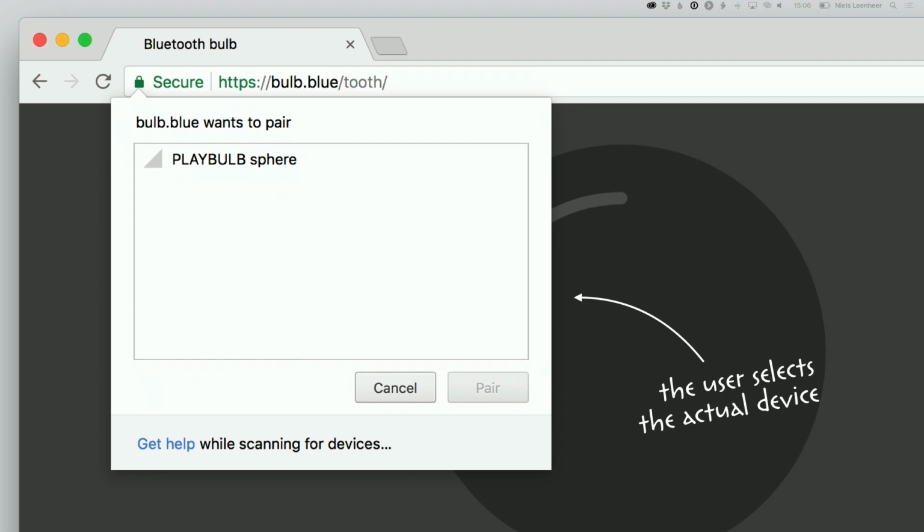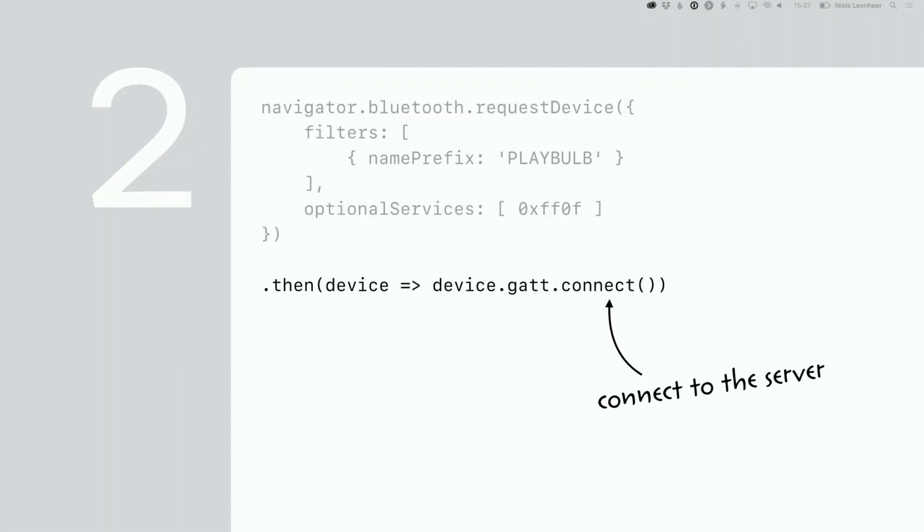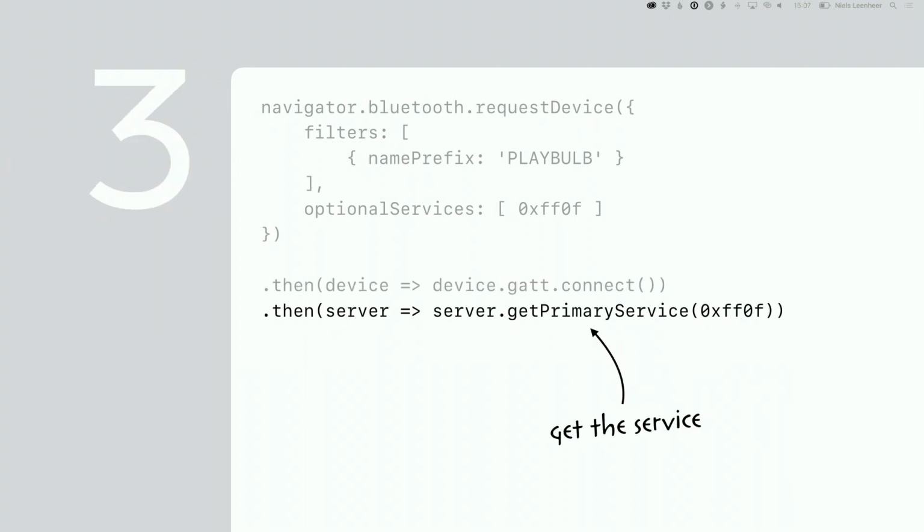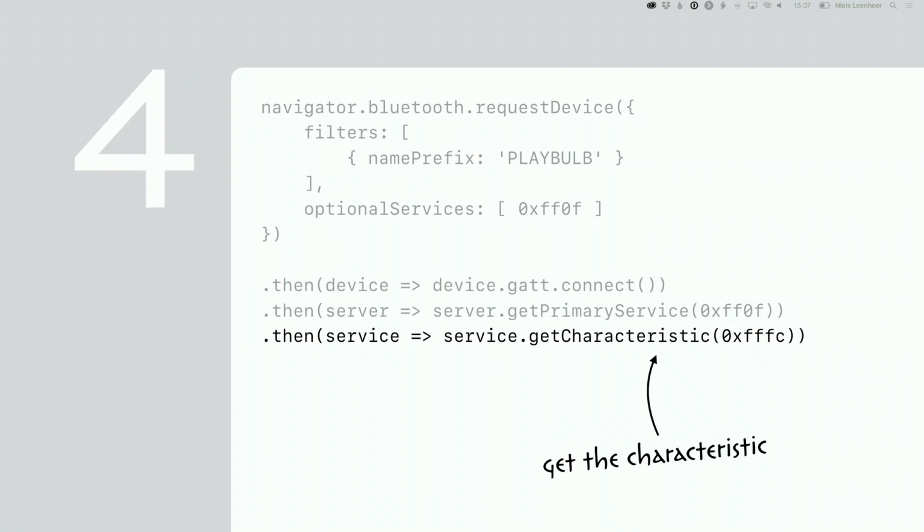So if you click on pair, you get a promise back. With that promise, you can connect to the GATT server. There it is, GATT. And when you do that, you get a promise back. And then you get the primary service, and you get a promise back. And you can get the characteristics, and you get a promise back. But it isn't that difficult. It's just verbose. Once you have that characteristics, you can do stuff with it, like write data.